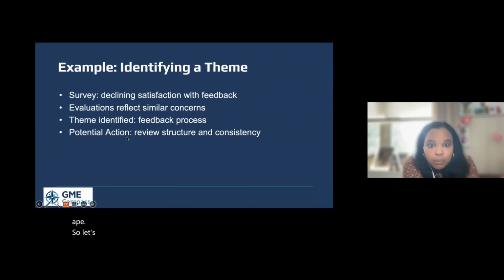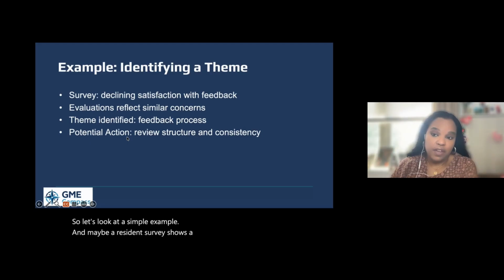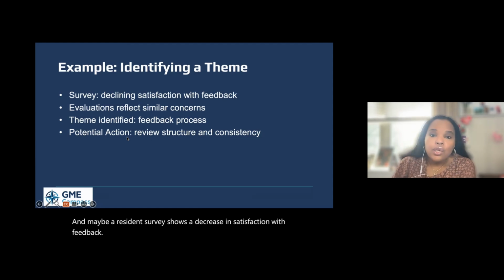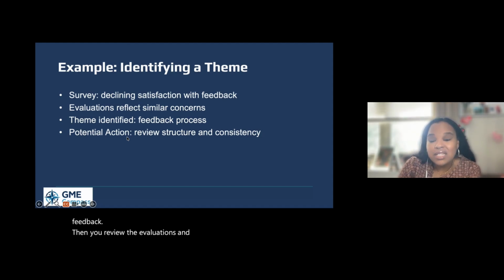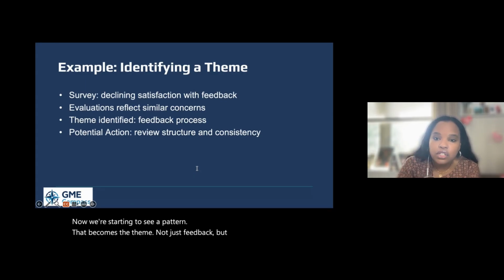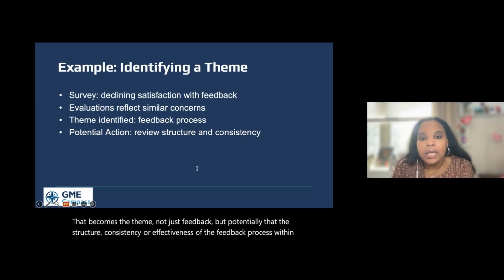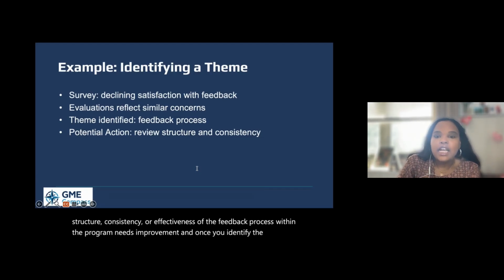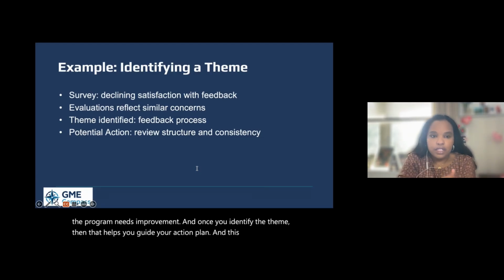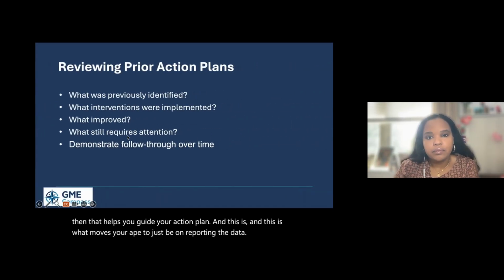So let's look at a simple example. Maybe a resident survey shows a decrease in satisfaction with feedback. Then you review the evaluations and you notice that residents are also commenting on delayed and inconsistent feedback. Now we're starting to see a pattern that becomes the theme, not just feedback, but potentially that the structure, consistency, or effectiveness of the feedback process within the program needs improvement. And once you identify the theme, then that helps you guide your action plan. And this is what moves your APE beyond just reporting the data.